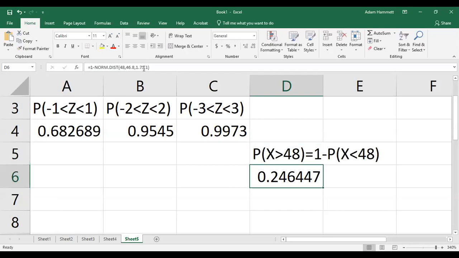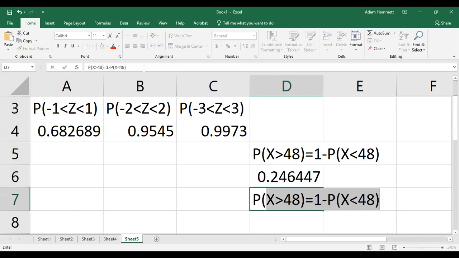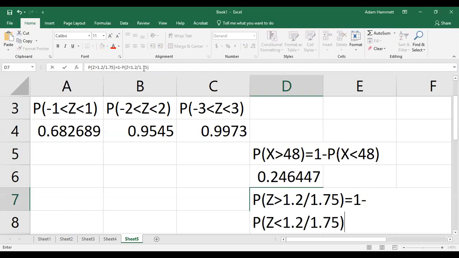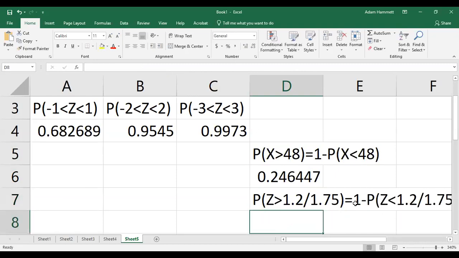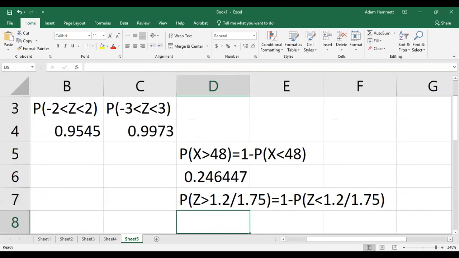These are all continuous distributions. So that's how we computed that particular thing. The other thing that we could have done is we could have said, well, this corresponds to the probability that z is greater than 1.2 divided by 1.75, okay? Which, by the way, is equal to 1 minus the probability that z is less than 1.2 divided by 1.75, okay?